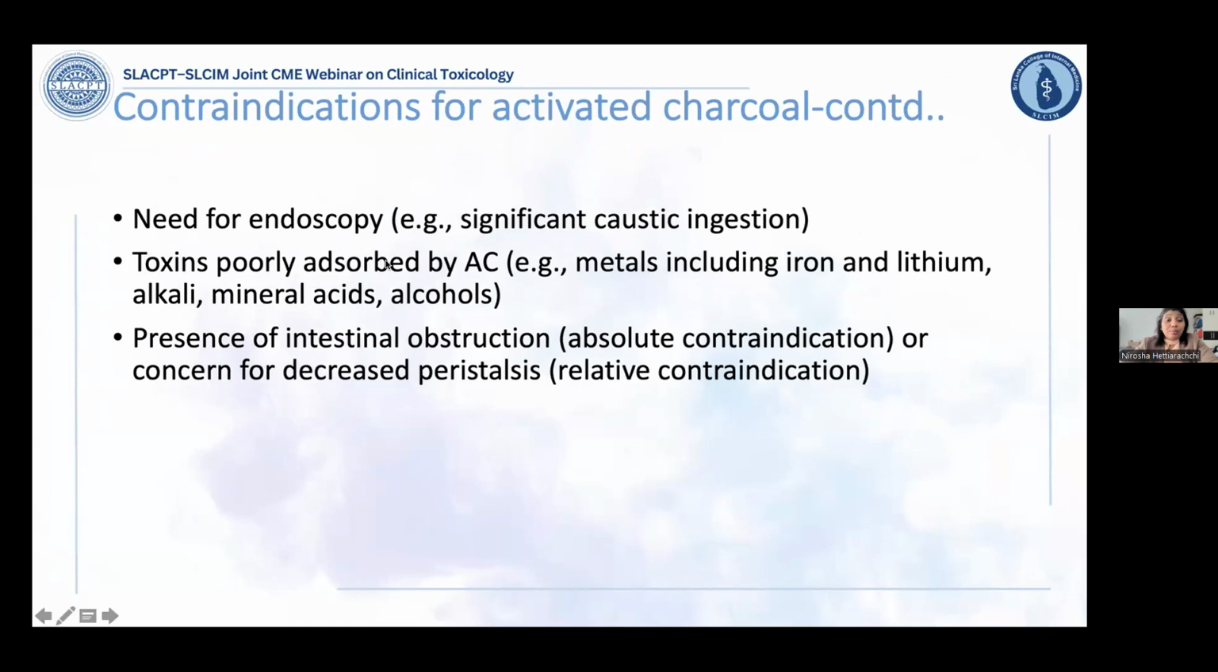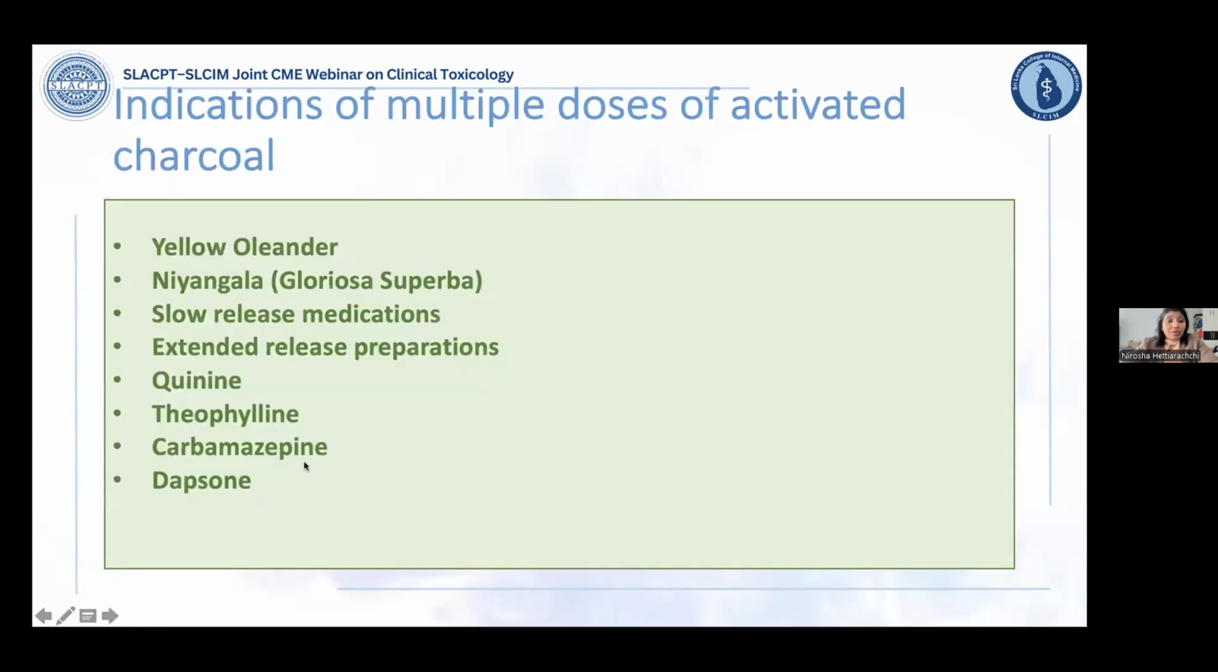And there will be poor absorption of activated charcoal in cases of metal poisoning, like iron, lithium, alkali, mineral acids, and alcohol. So don't give any charcoal for those things. Also, if the patient has intestinal obstruction, it's an absolute contraindication to give charcoal, because the used charcoal can go and impact on the bowel loops, and there can be a risk of perforation. And again, a relative contraindication is decreased peristalsis.